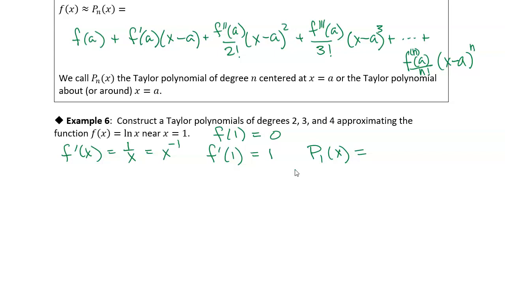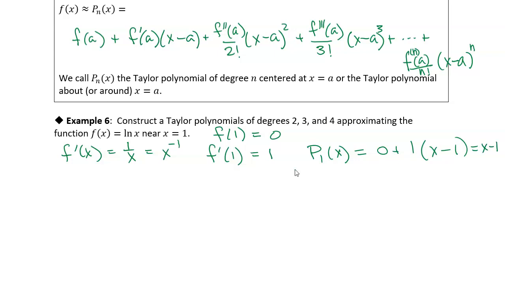All right, so f of 1 is 0, right? That's a is 1, right? So we're just going to substitute 1 for a. So f of 1 is 0, so I won't even write that. Well, maybe I will. I'll just go ahead and write it. And then we have to add the first derivative, right? Which is 1 times x minus a, which is 1. Okay, so essentially our first degree polynomial is just x minus 1.